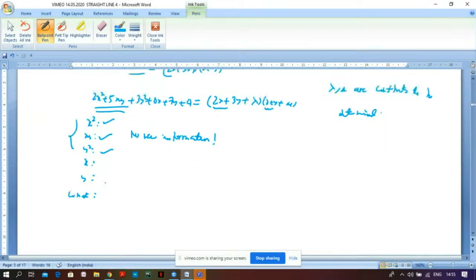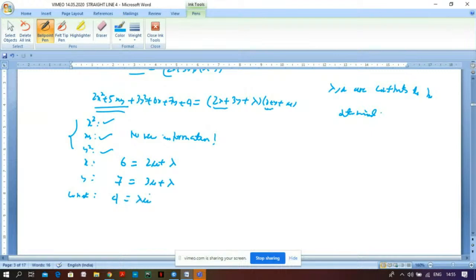Now the x coefficient. The x coefficient on the left side is 6, so I write 6, and on the right side, 2x times mu gives 2 mu, and then lambda, so 2 mu plus lambda is the coefficient of x. Then the coefficient of y on the left side is 7. On the right, 3y gives 3 mu, plus lambda, because of lambda y, so 3 mu plus lambda is 7. The constant term on the left is 4, and on the right is lambda mu.